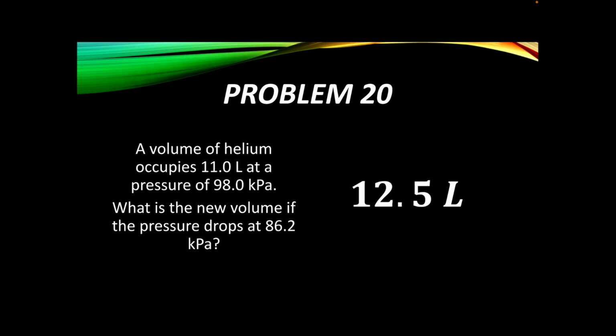All right, problem 20 says a volume of helium occupies 11 liters at a pressure of 98 kilopascal. What is the new volume if the pressure drops to 86.2 kilopascals? Again, the answer is going to be 12.5 liters. Let's figure out how we get there.